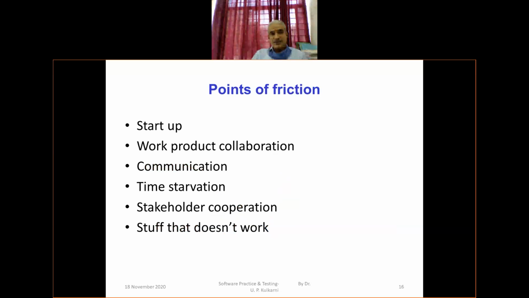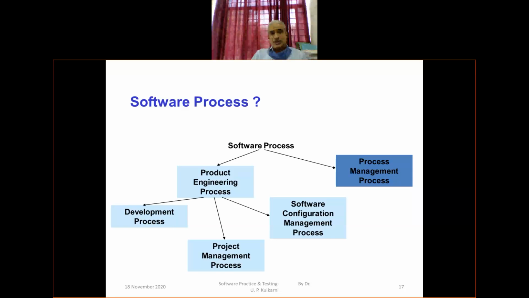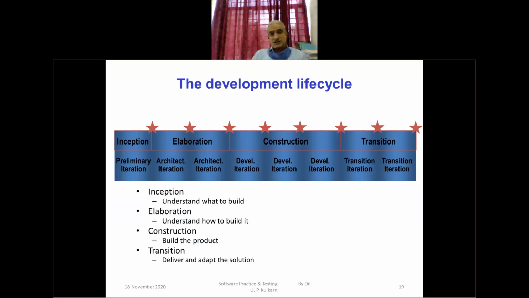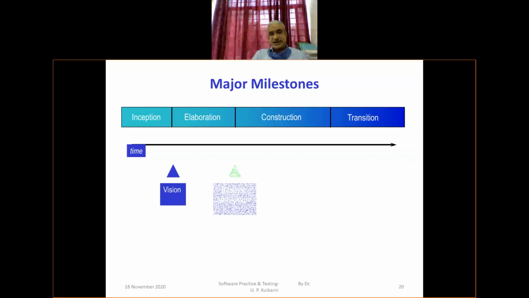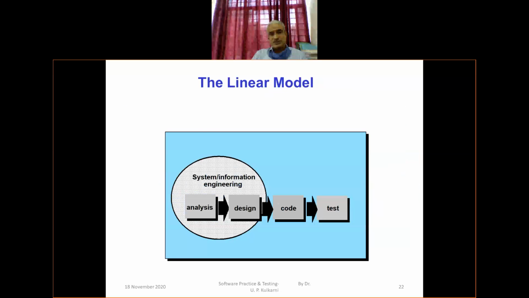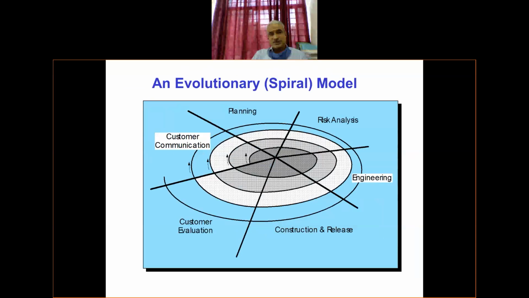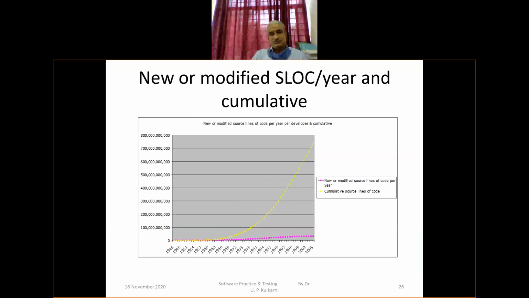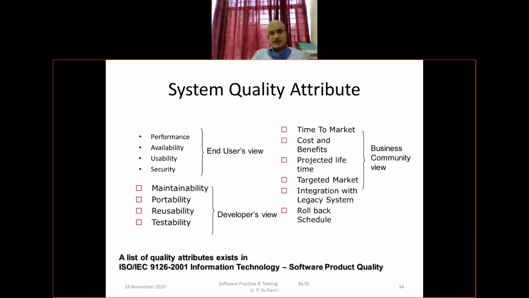Now let me tell you which part of software engineering this is. When you look at the Rational Unified Process, I'll show you where I put it, here somewhere, one minute.